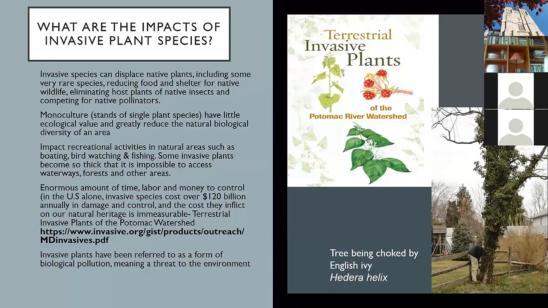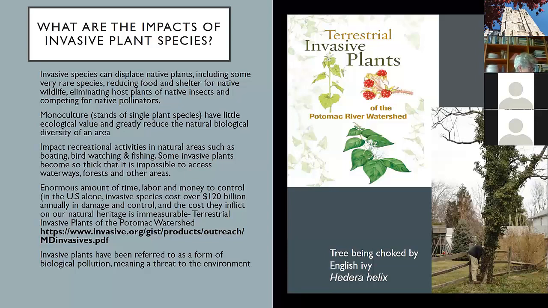And according to the Terrestrial Invasive Plants of the Potomac River Watershed, removal of invasive plants is an enormous amount of time and labor, and invasive plant control can cost over 120 billion annually in damage and control.